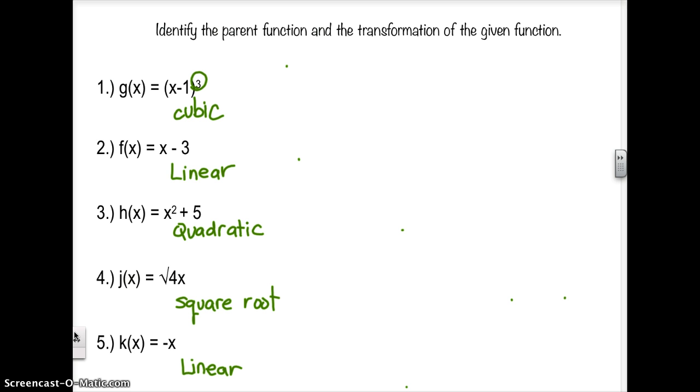Got that squared. That tells us it's quadratic. Fourth one, square root. Look at that square root. It's probably not drawn very well. We probably should have the top of our square root going all the way over. But you knew it was square root. You're smart people. Last one is linear.